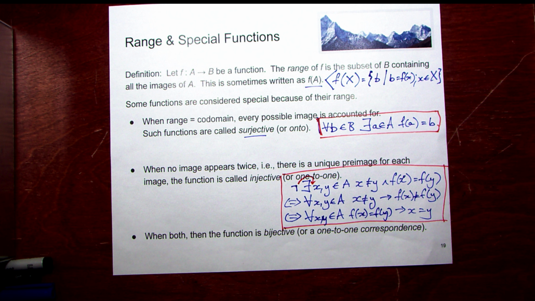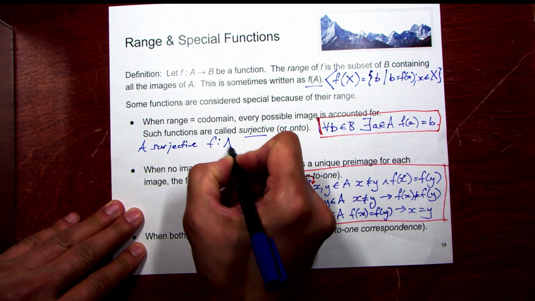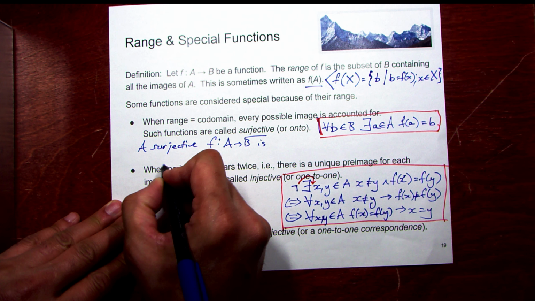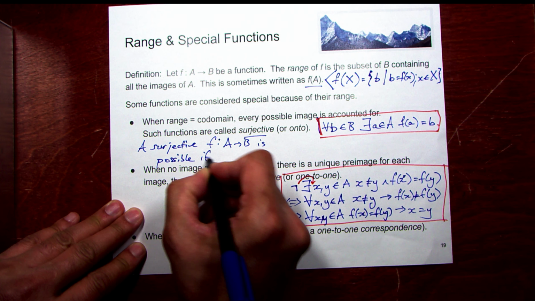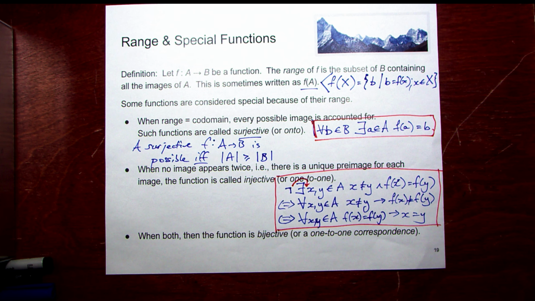Because for everything that's in A, it's got to cover one thing in B. It might cover the same thing multiple times, but that's not helping our cause. So a surjective F is possible if and only if the size of A is at least the size of B. It could be equal, but you need enough things to start the mapping. You need enough pre-images to get all the images.